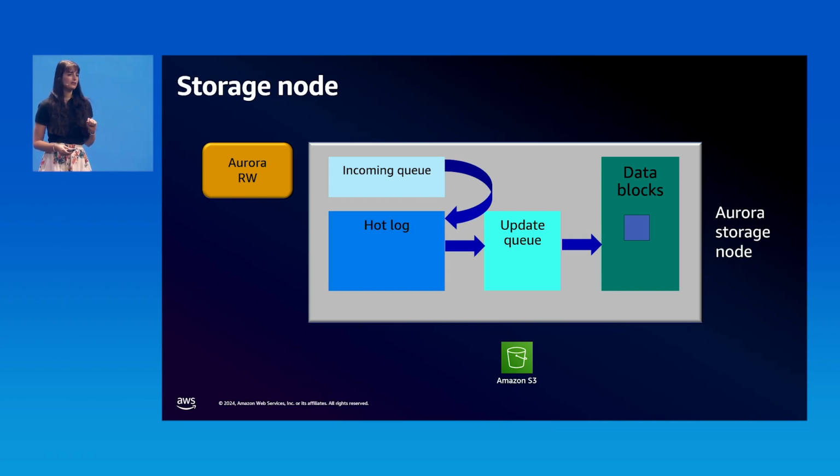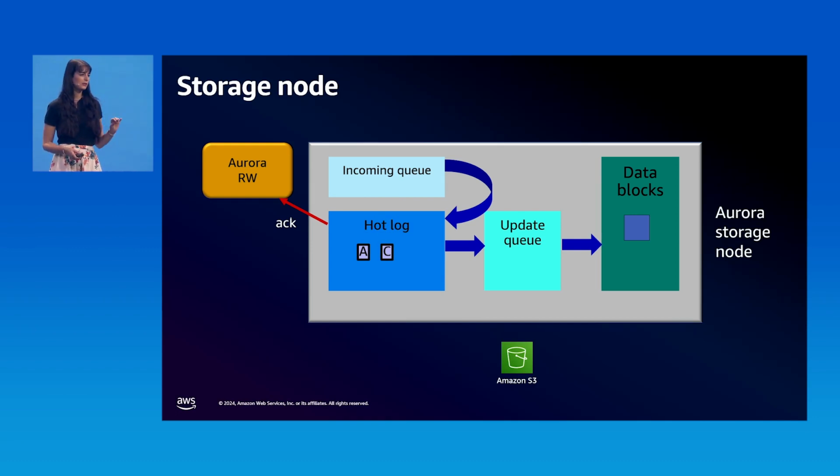You have the Aurora reader-writer instance, and we have a change coming in. It's going to the incoming queue first. It's not going to be acknowledged here, as it's not durably stored. Then it's going to be forwarded to the hot log. It's durable now, so we acknowledge that. Let's look at the second change. Change C is coming in. Same procedure, it ends up in the hot log.